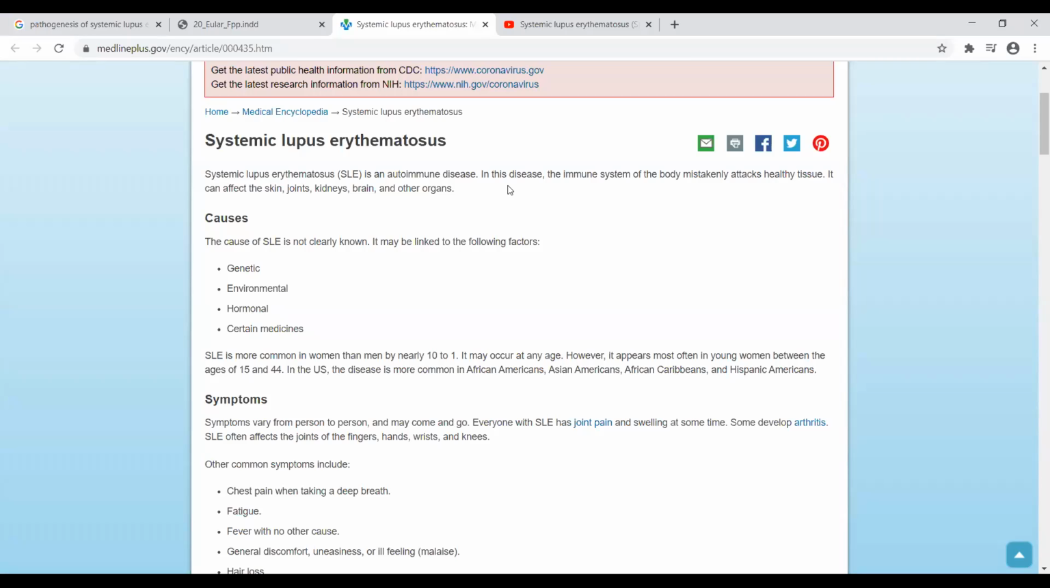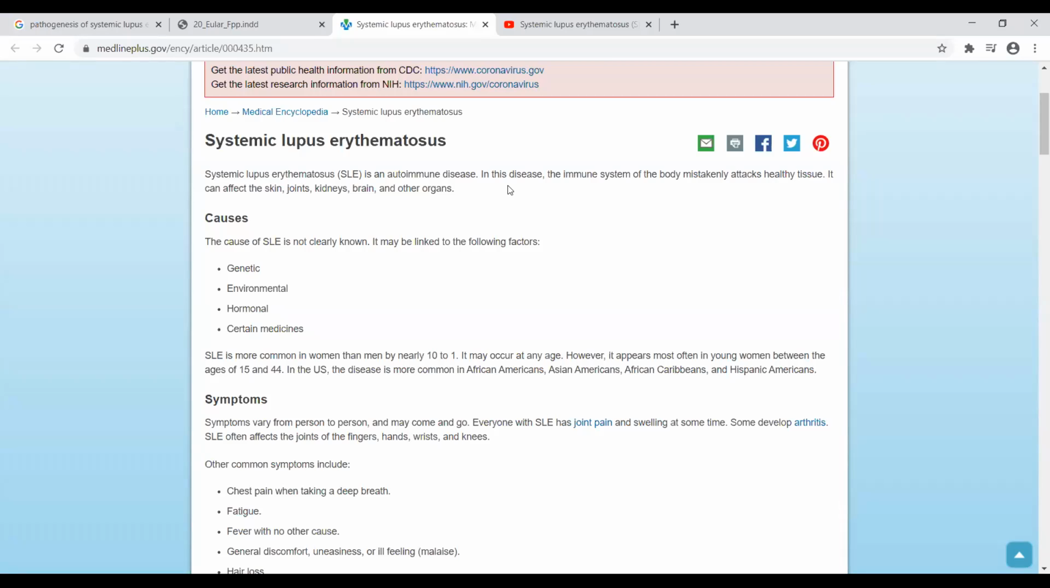But in systemic lupus erythematosus, or in systemic autoimmune diseases, the entire body is affected. You cannot predict in which organ it is going to strike. So in systemic lupus erythematosus, the immune system of the body mistakenly attacks healthy tissues, and it can affect any part of the body. It can affect the skin, the joints, kidneys, brain, and other organs.